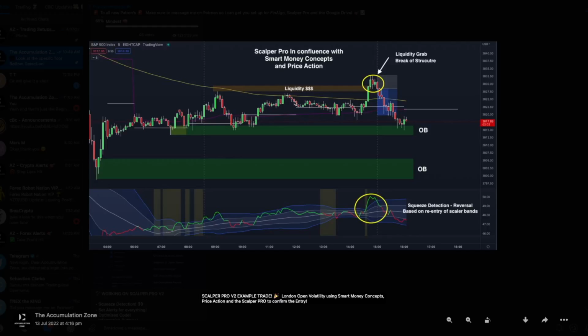Alright guys, now here's another example I posted into the Telegram group. This is one of my live trades. So right here I'm using the Scalper Pro in confluence with smart money concepts and price action. First of all we saw some sort of consolidation, not a lot of volume during the early Asian session. So we saw a double top being formed here between those 2 points, and we know there is liquidity in forms of stop losses and new buy orders resting above there. We have a bullish order block right here and right here.